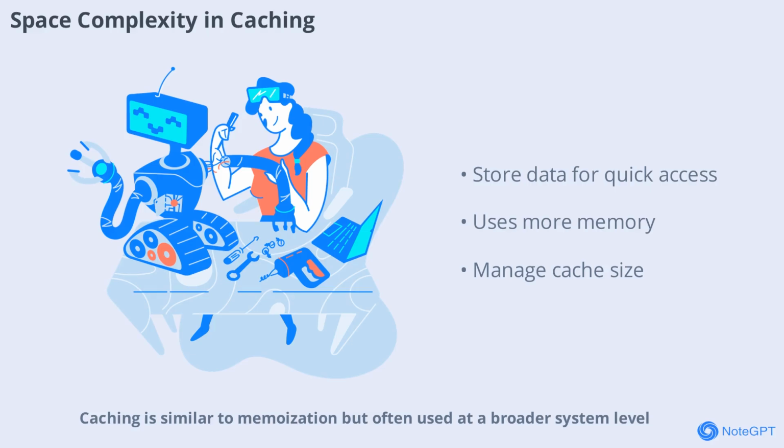Caching is similar to memoization but often used at a broader system level. By storing frequently accessed data in memory, systems can reduce computation time but at the cost of increased space complexity. Effective cache management is key to balancing performance and memory usage.